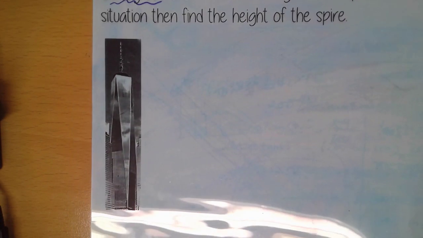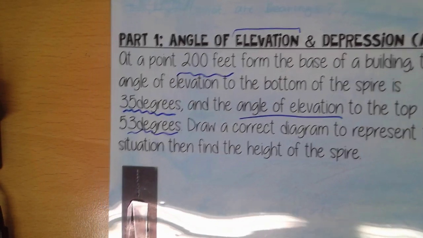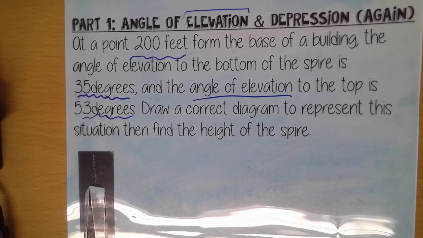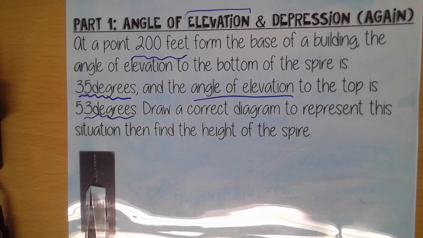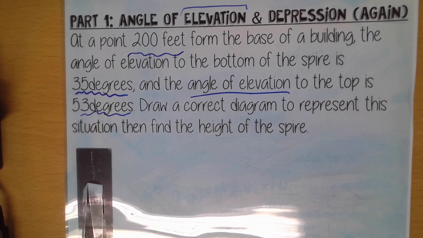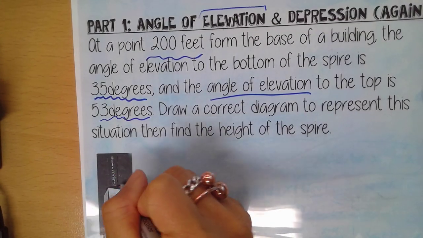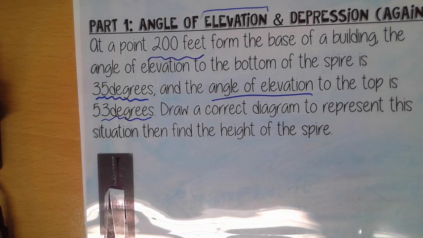So I've drawn the sketch for you. I know I'm such a good artist, and we're going to fit that drawing with what's given here, okay? So at a point 200 feet from, sorry about the spelling error here, the base of a building, the angle of elevation is to the bottom of the spire. I don't know if you know what a spire is, but a spire is this part right here. That's like an antenna, right? All right, so let's actually sketch that.